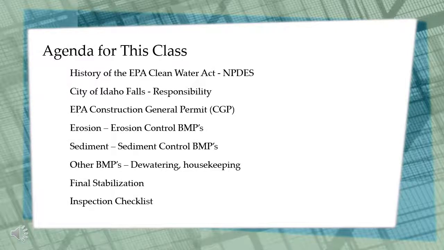Our agenda for this class is to briefly cover the history of the EPA Clean Water Act, the City of Idaho Falls responsibility as it pertains to the Clean Water Act. We'll go over the EPA's Construction General Permit, or CGP. We'll talk about erosion control BMPs, sediment control BMPs, other BMPs, final stabilization, and we'll go over an inspection checklist that you can use in the field.